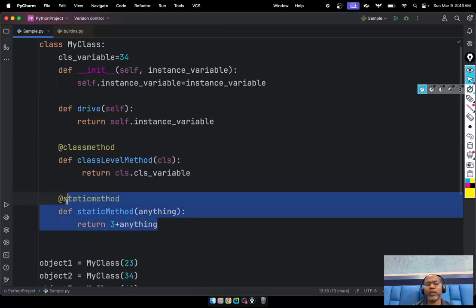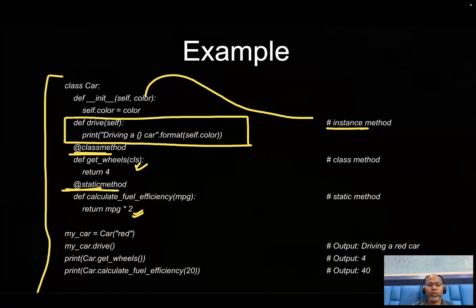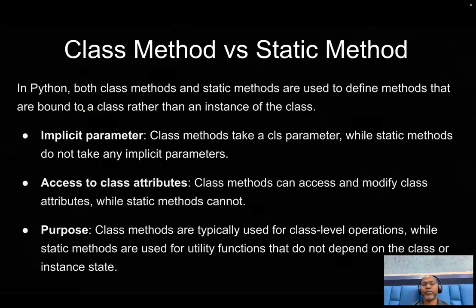Here, this is the static method. This is the utility method that can be used for any classes anywhere, and this one can access the class variable. So this is about your class and attributes. Okay.